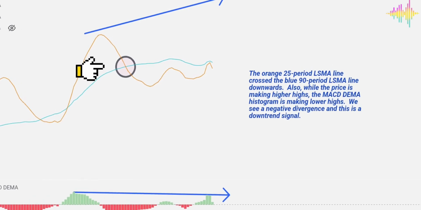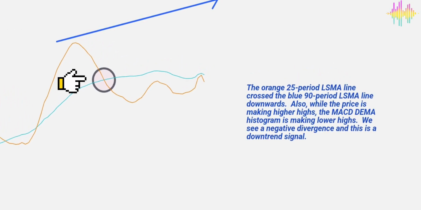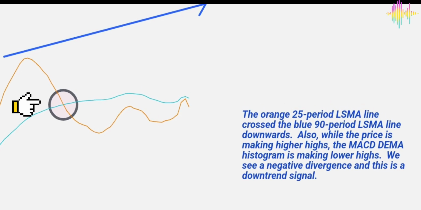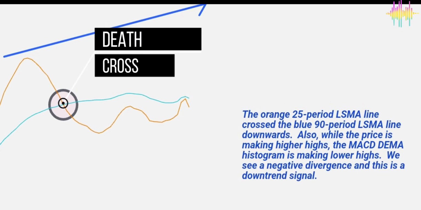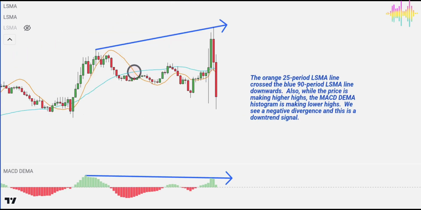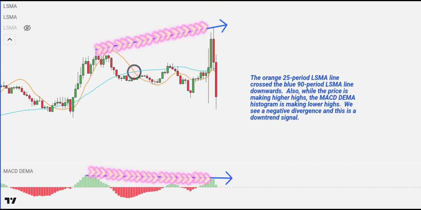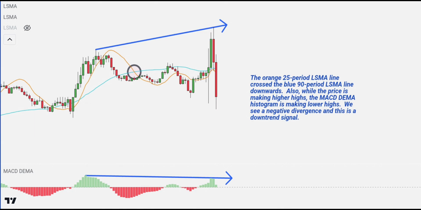Let's start right away. As you can see, the orange moving average line crossed the blue moving average line downwards. This is called the death cross and gives an idea that the downward trend will begin. At the same time, the signal for a downtrend is strengthened as the price makes new higher highs and the MACD DEMA histogram makes lower highs. Of course, these signals are not enough for us to enter into the transaction.